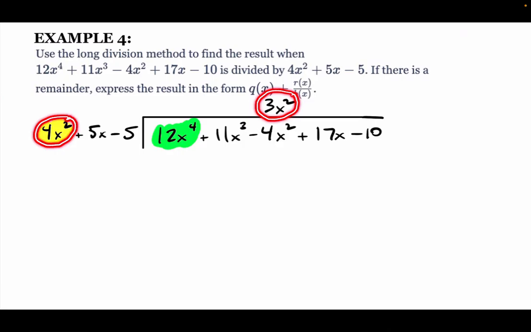3 times 3 makes 12, 4 powers of x, x to the 4th. Next one. 3 times 5 is 15, x to the 3rd. So positive 15, x to the 3rd. 3 times negative 5 makes negative 15, x squared.